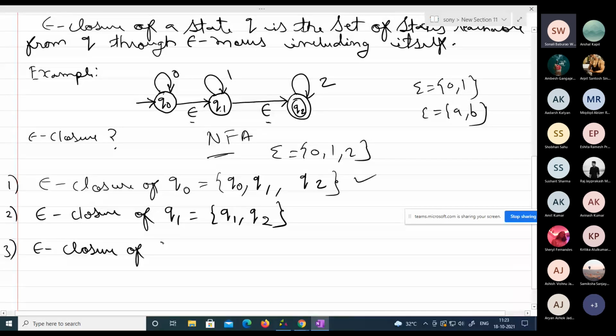So the epsilon closure of Q2 will be Q2 itself. This is how you calculate the epsilon closure of given states. But the definition should be very clear to you and fixed in your mind. The epsilon closure of a state Q is the set of states reachable from Q through epsilon moves, including itself. So this is your final solution for the epsilon closure.